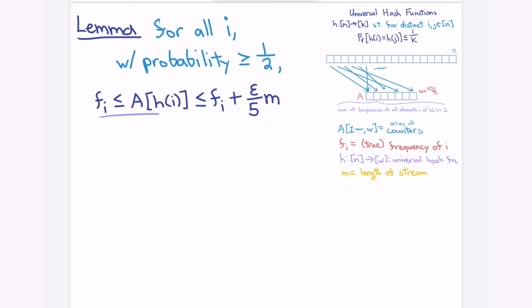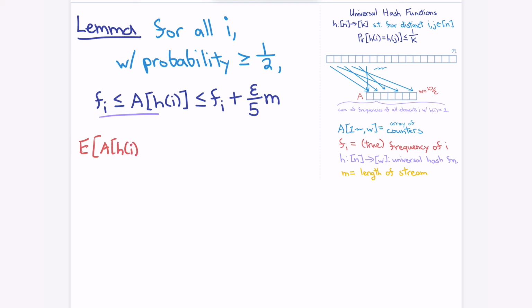It's a nice first observation. This will often be the case for new problems. Studying some random thing, what's the first thing you want to know about it? Expectation. Let's start with the expectation. That'll get us going. All right. So what's the expected value of a of h of i?